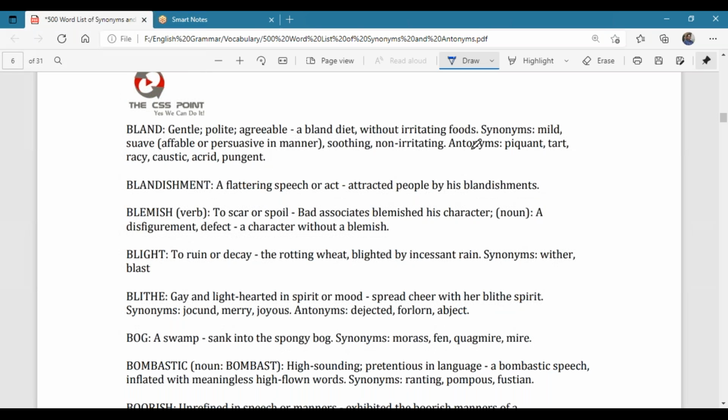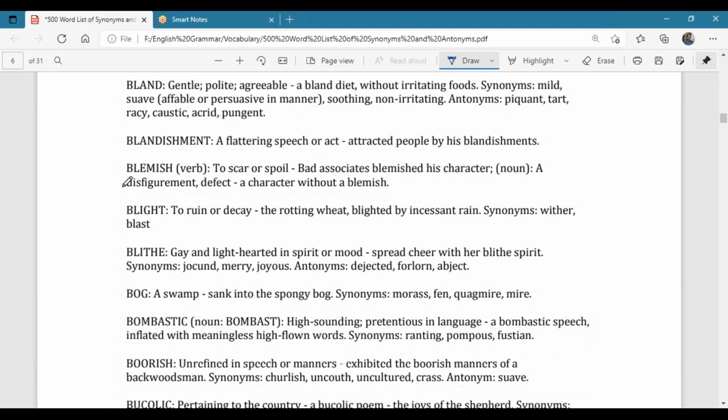Next one is blemish. Blemish is a good word. Blemish in the sense to spoil, to diminish, you can say. Blemished his character, that means the person's character was strongly spoiled. Okay? A defect, you can say. It can be considered as a defect, or a scar or something.